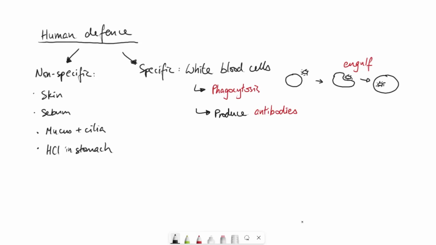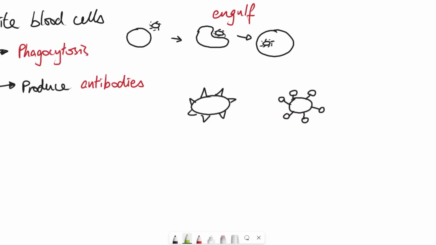Another thing that happens is that white blood cells can produce antibodies. Here, it's important to know the difference between antigens and antibodies. We've got two cells here: the pathogen on the left and a body cell on the right. The way that the white blood cells tell which one is our own cell and which one is a foreign cell is by the cell surface protein. We've got the cell surface protein here. Those proteins are called antigens.